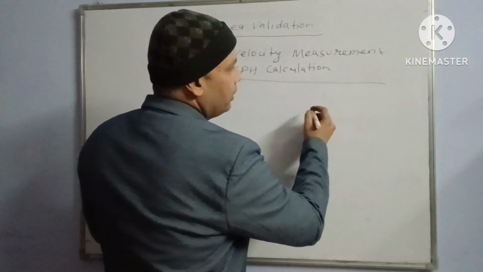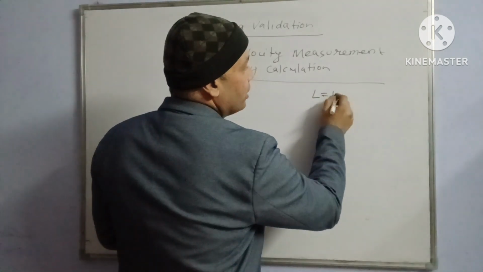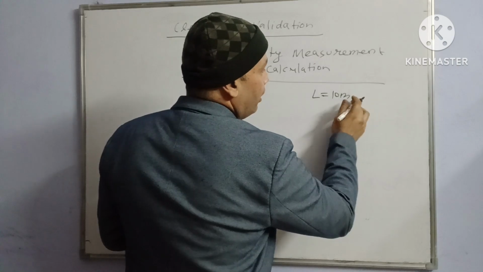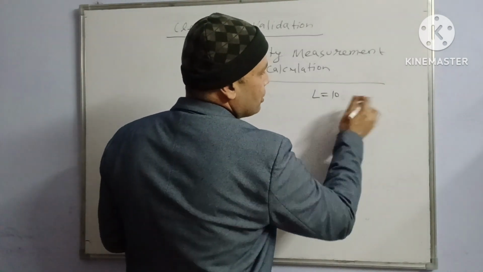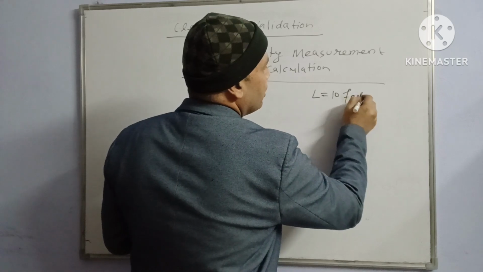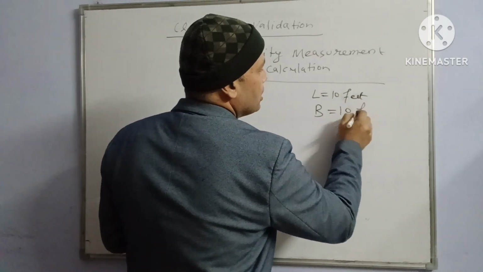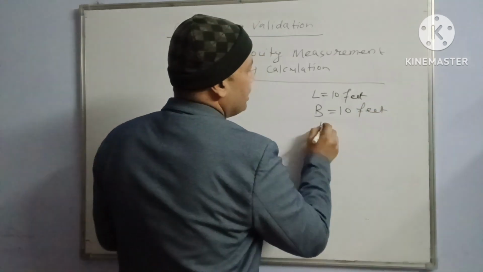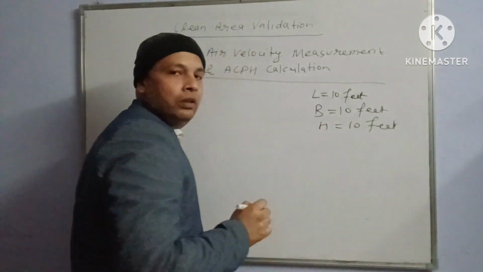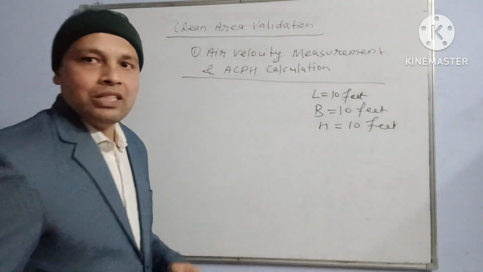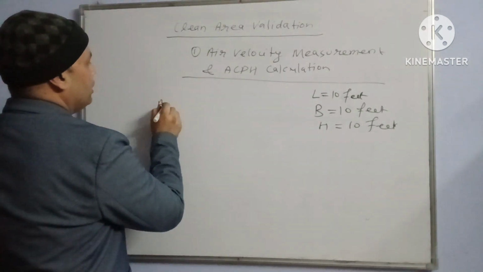Suppose there is a room whose length is 10 meter, or we can consider feet. In feet we are considering, suppose, 10 feet. Breadth or width is also 10 feet and height is also 10 feet. Right? Then what is the formula for calculation of this ACPH?